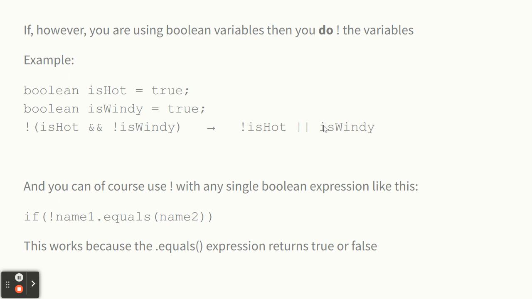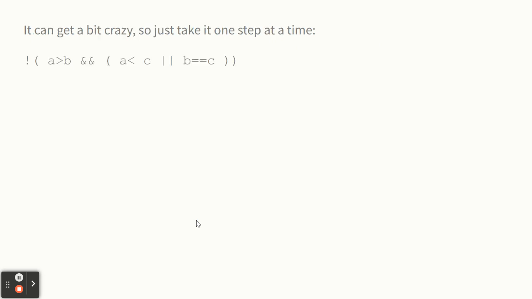Also, you can use the not in front of anything that is going to give you a Boolean expression, like name1.equals(name2). You just put a not in front of that. That'll work, because dot equals is going to give you a true or a false. So you can put a not in front of it.